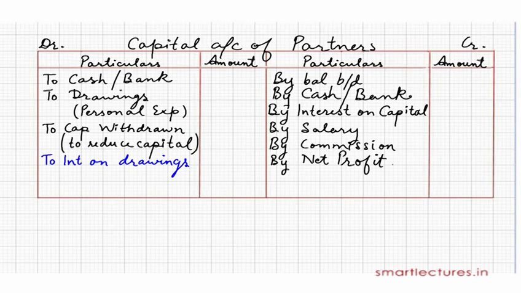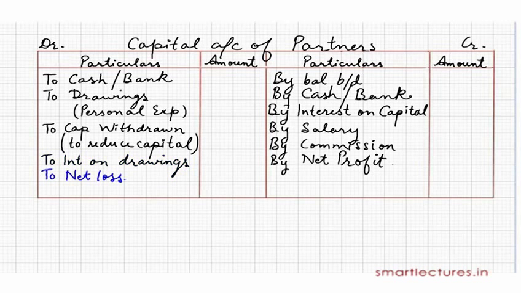So naturally, it's an income for the firm. The firm will try to recover the money from the partner and the firm will reduce its capital. That's why the interest on drawing is always shown on the debit side of the capital account.